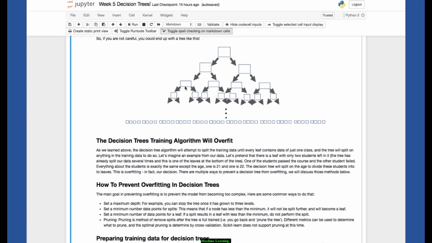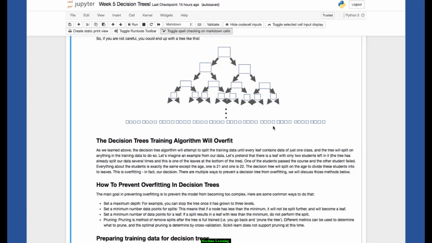There's also pruning. Pruning is a method of training. So you train the tree fully, or you could still actually use some of these others. You could still use a minimum number of data points for a split as an example, but then you let the tree train fully with whatever settings you have, and then you go back and you start removing splits. That's why it's called pruning, because now your tree is fully trained, and then you go back and you start removing parts of it to make it less complex.